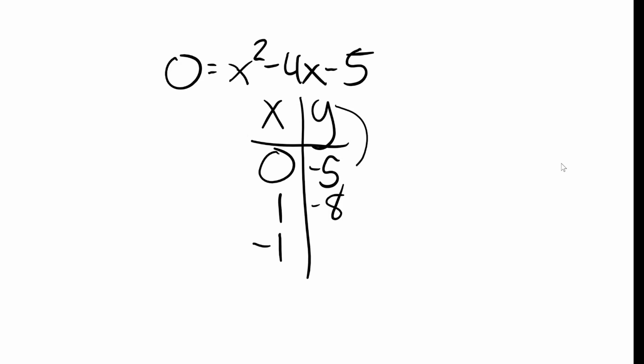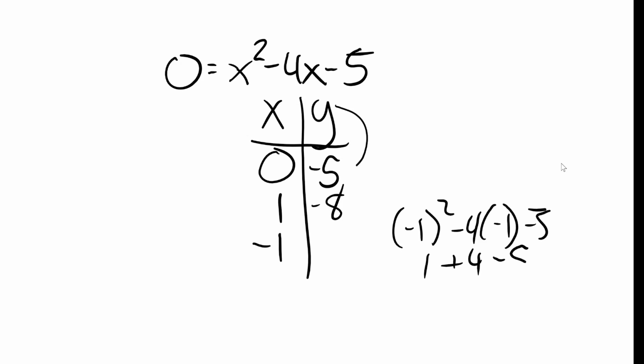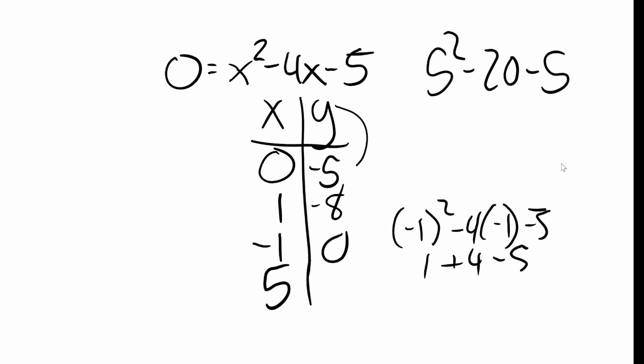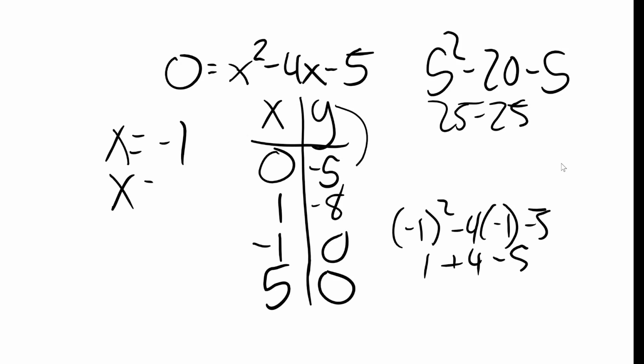So if I warp back to my table, let's try -1. If I do that, I get -1 squared minus 4 times -1 minus 5, which is 1 plus 4 minus 5, which is 0. Hey, what if I try 5? If I do that, I get 5 squared minus 20 minus 5. That's 25 minus 25. Hey, I used a table to figure out that there are 2 spots where it equals 0. X equals -1 as an answer, and x equals 5 as an answer.